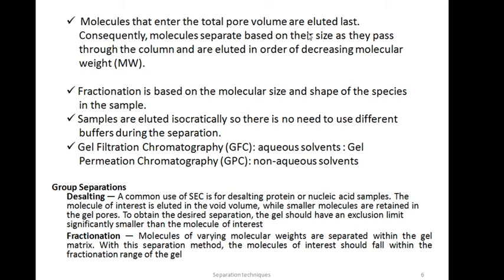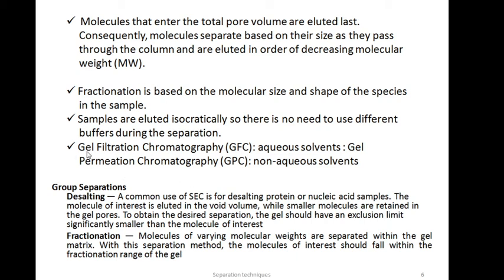Molecules that enter the total pore volume are eluted last. Consequently, molecules are separated based on their size as they pass through the column and are eluted in order of decreasing molecular weight. So fractionation is based on molecular size and shape of the species in the sample. Samples are eluted isocratically, so there is no need to use different buffers during the separation.